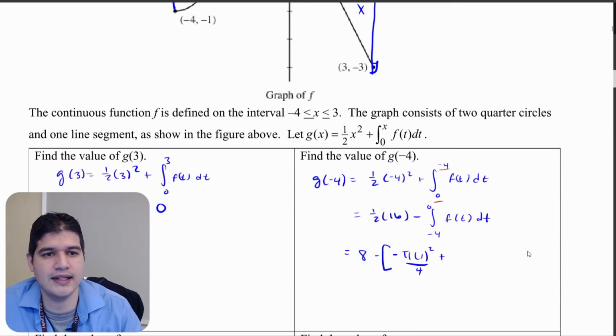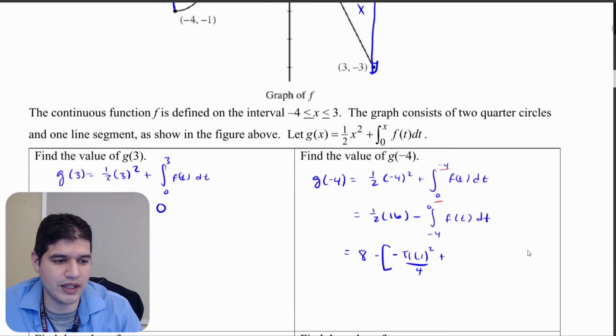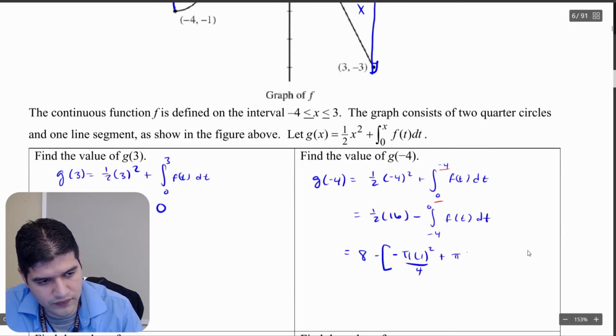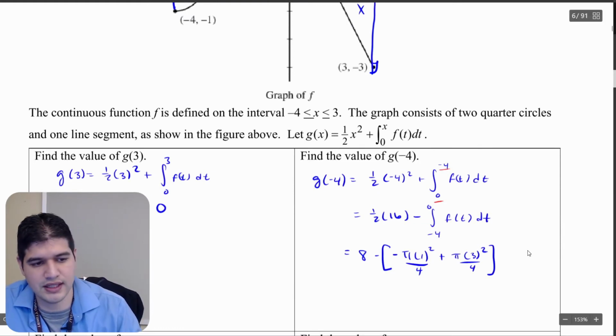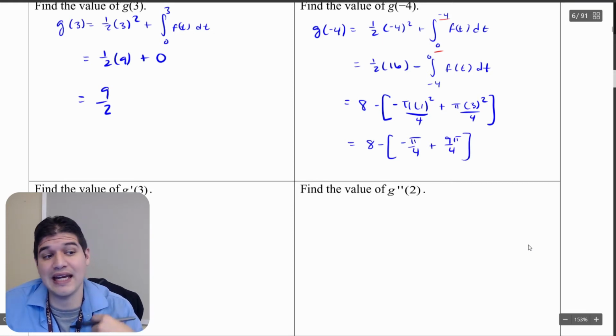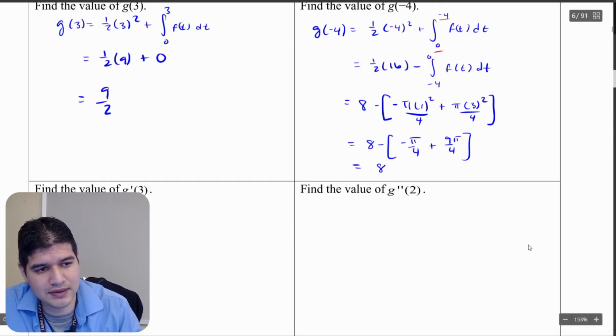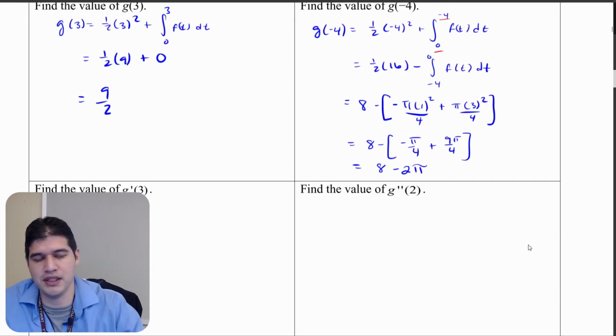And then I need to add in the area above the x-axis, from -3 to 0, so that's pi times 3 squared over 4. I'm not going to forget the 4 this time. All right, let's see what we get here. I'm going to end up with 8 minus, so I get negative pi over 4 plus 9 pi over 4. I combine that, I get 8 pi over 4, which is 2 pi. So I get this equal to 8 minus 2 pi, again, because everything has to be subtracted.